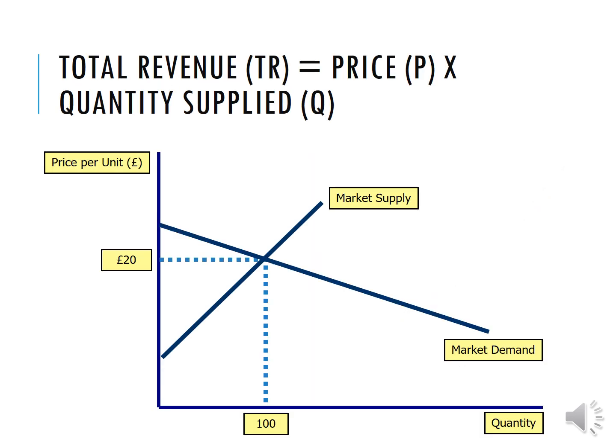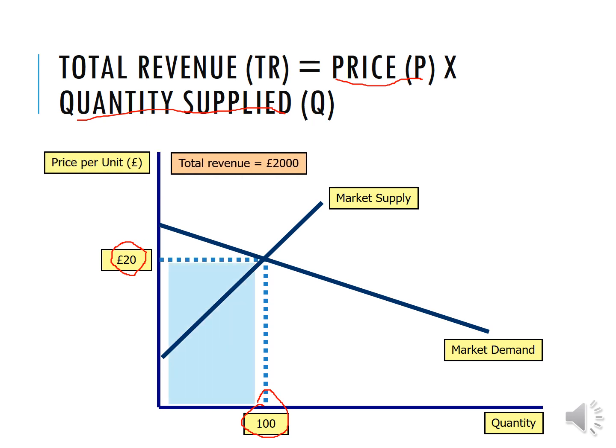So first of all, we can use the supply curve and the market diagram here to work out how much money the supplier is receiving in total. We can do that by multiplying the market price by the current quantity supplied. So in this example, the price is £20 and the market is currently buying and selling 100 units. So the total revenue here would be 20 times 100, £2,000.